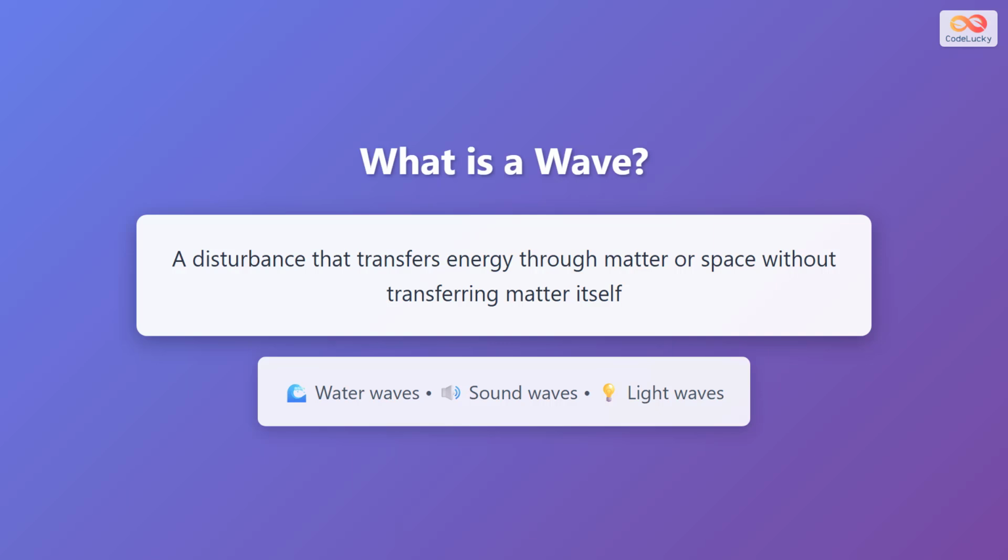Before we dive into wave properties, let's understand what a wave actually is. A wave is a disturbance that transfers energy through matter or space without transferring the matter itself. Think about water waves in the ocean, sound waves traveling through air, or light waves that help us see. In each case, energy moves from one location to another, but the material itself doesn't travel with the wave. The water molecules, air particles, and space itself stay in place while the energy passes through.